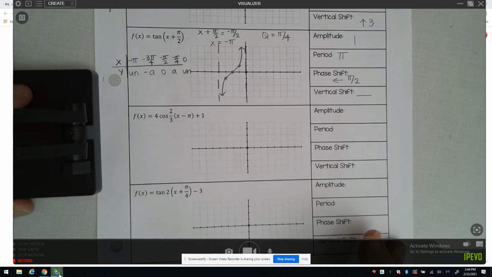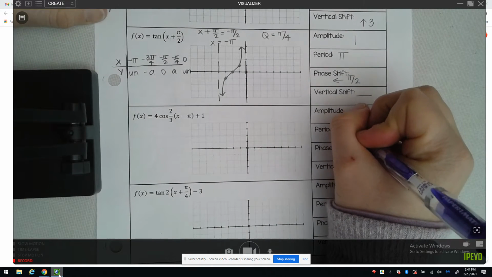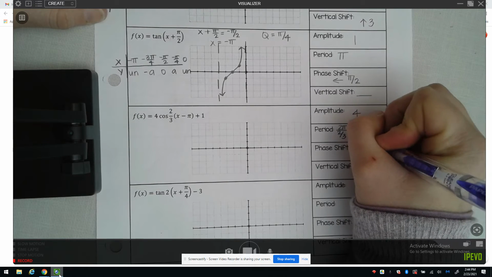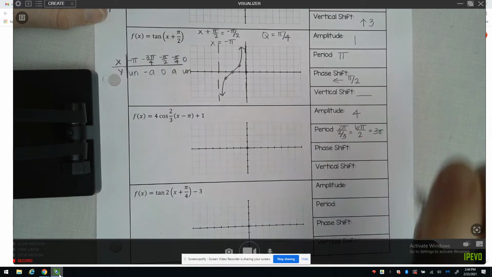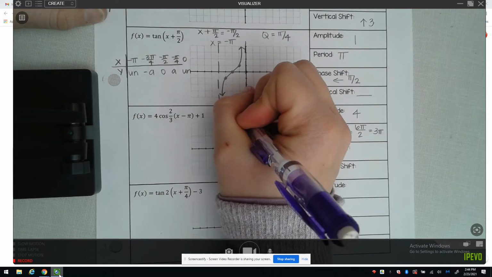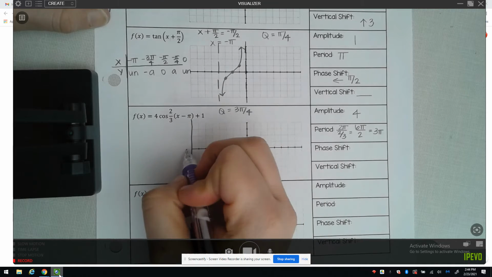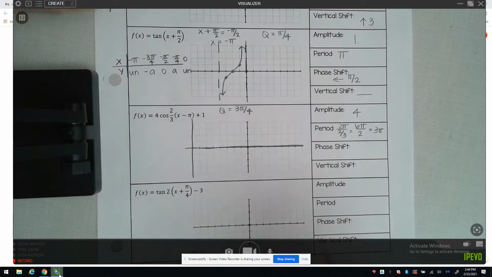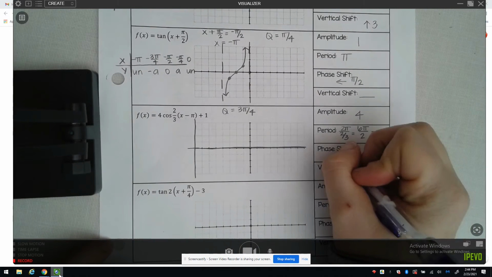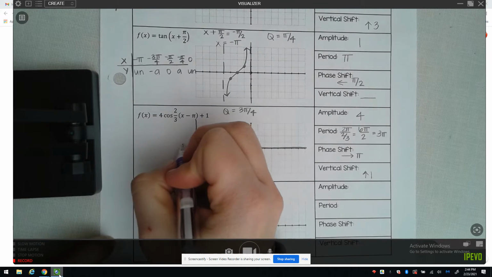All right, this next one. Amplitude is 4. Period: 2 pi divided by 2/3 is the same as 6 pi over 2, which is 3 pi, which makes my quad go to 3 pi over 4. And I'm going to shift my y-axis all the way over there so I make it easier. Phase shift, negative pi, which means I'm going to go right pi. Vertical shift, up 1. So I'm going to move that baseline.